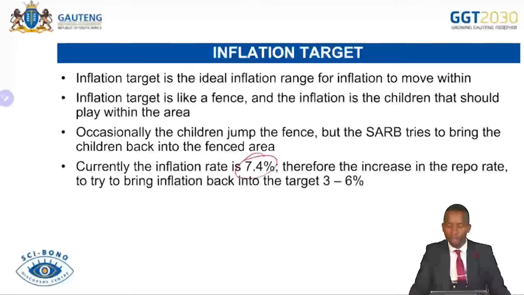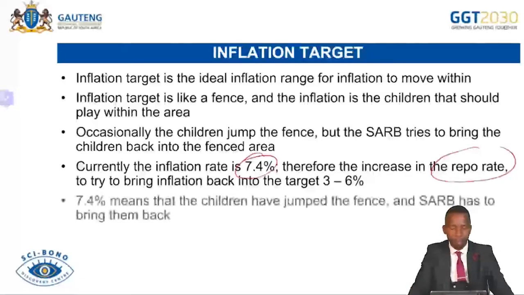Therefore, the Reserve Bank increased the repo rate. We have seen the increase in the repo rate, ensuring that inflation comes back within the target range. 7.4% means that the children have jumped the fence, and the South African Reserve Bank has to bring them back within the fence, because now they are beyond where they are supposed to be.